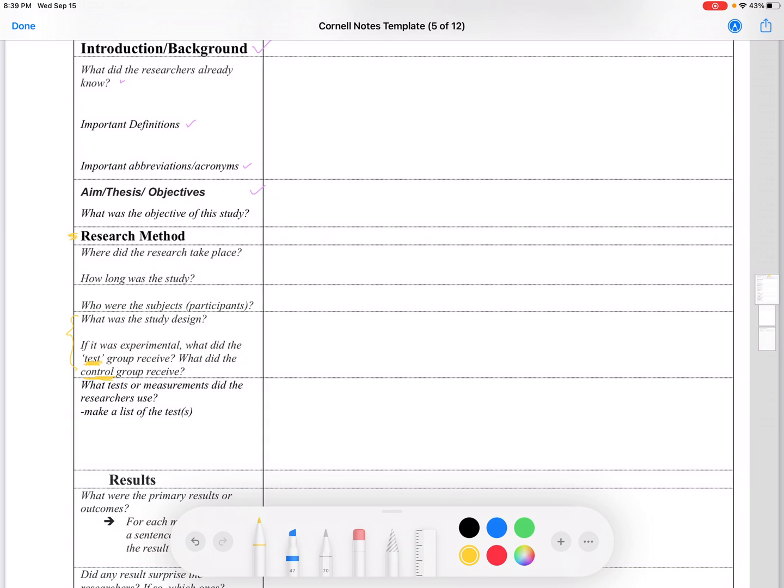Next, look for the name of the tests and the measurements. They will have a specific name. Look for those names and make a list. Provide the name, capitalize that name, and then provide a short description for each test that they used.